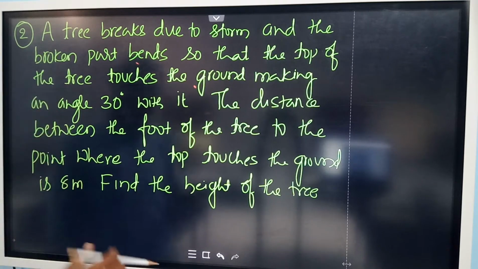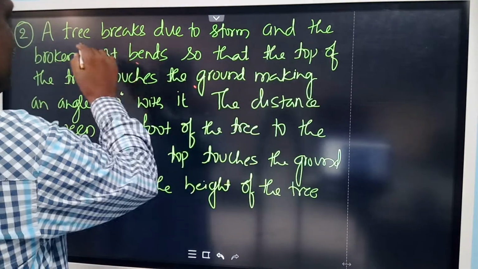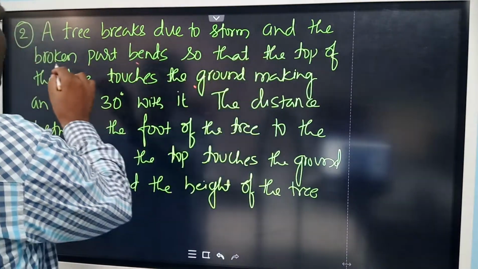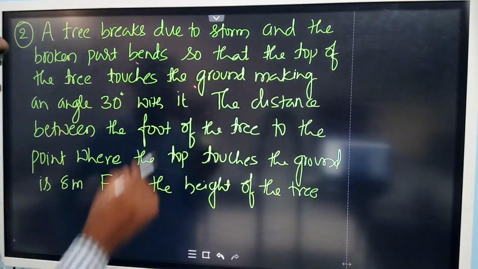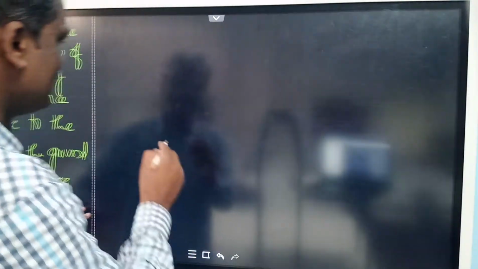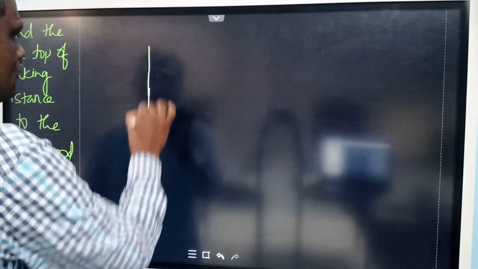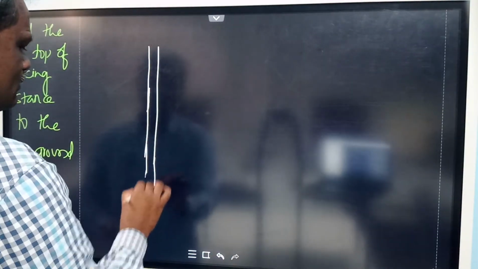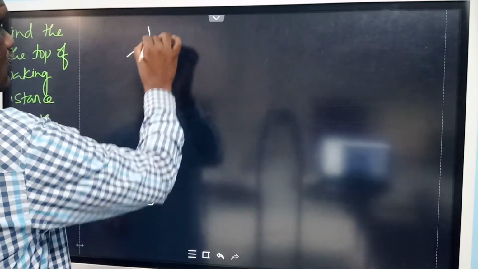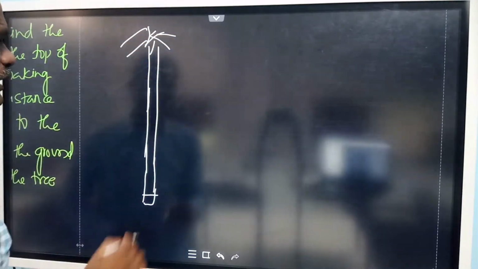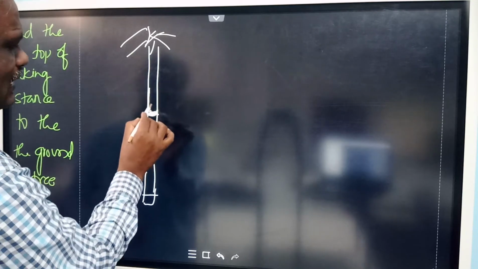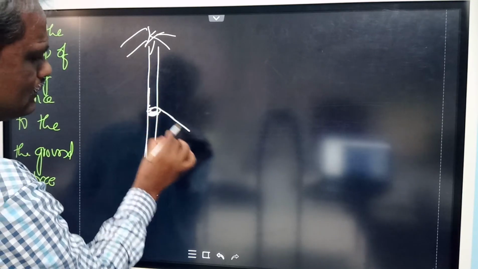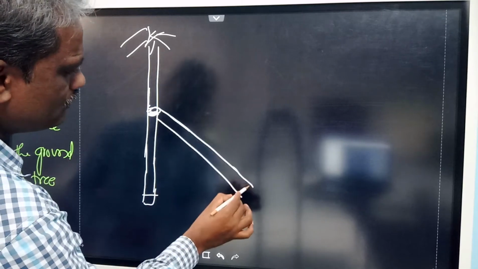So you can draw a rough diagram. Look at this first. A tree breaks down due to a storm and the broken part bends so that the top of the tree touches the ground. So imagine that here is a tree. Observe that due to the storm it breaks at some place. So you can imagine that this is the place where it breaks and touches the ground.